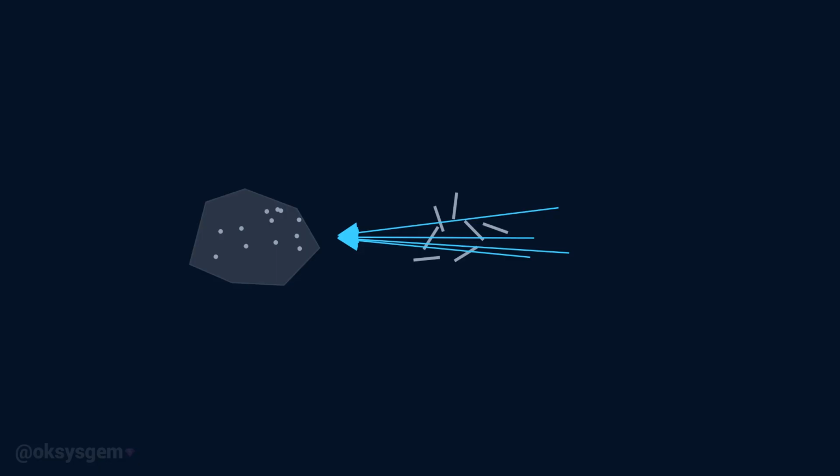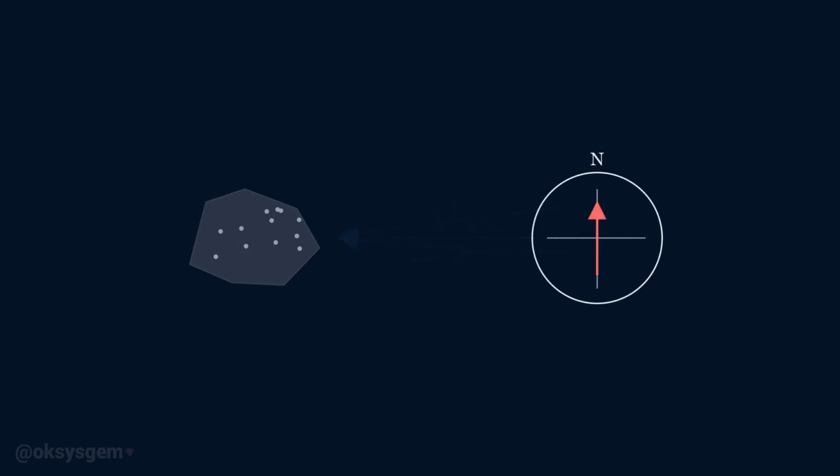A lodestone can attract iron, and can also align itself roughly with Earth's magnetic field when it is allowed to rotate freely. This property eventually contributed to the development of the magnetic compass, long before anyone understood what magnetism actually was. The magnetism comes from the microscopic structure of the material.